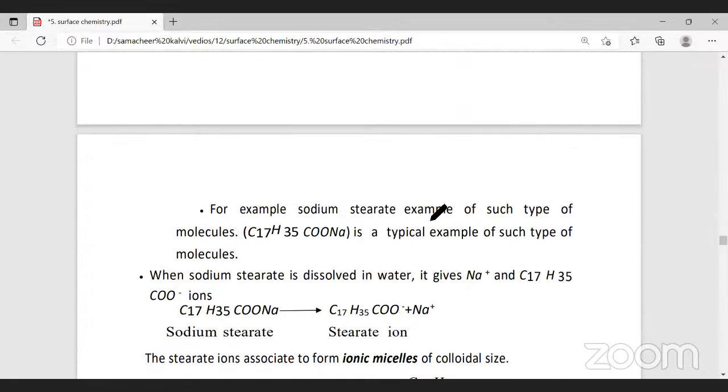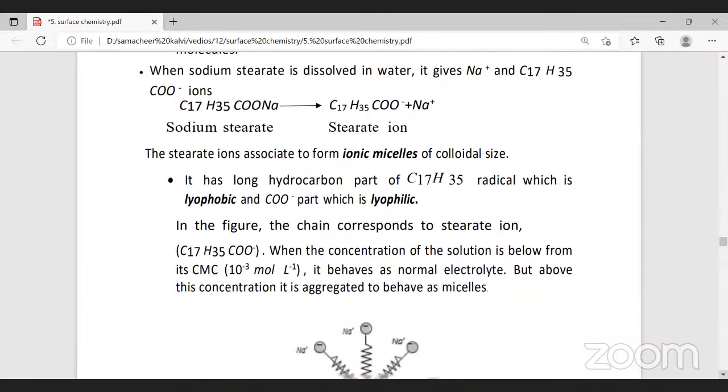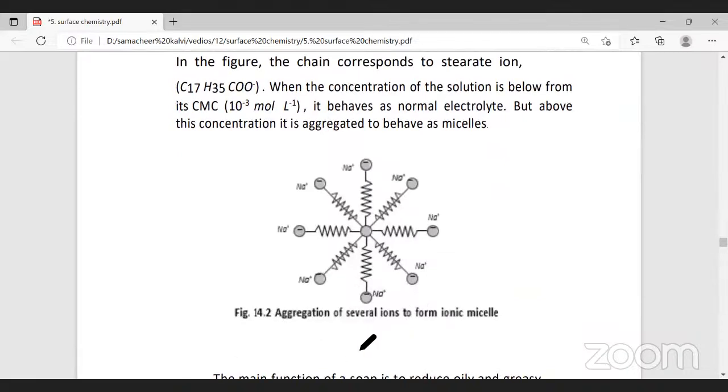For example, sodium stearate is a typical example of a soap micelle. When sodium stearate is dissolved in water, it gives Na plus and C17H35COO minus ion. This is called the stearate ion. The stearate ions associate to form an ionic micelle of colloidal size. You can see this.